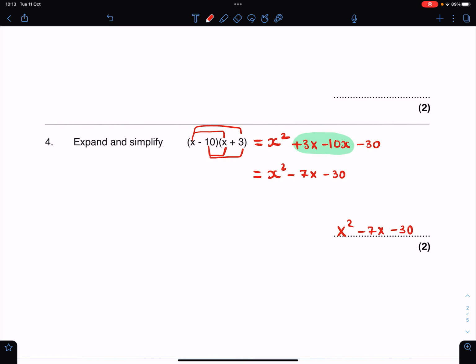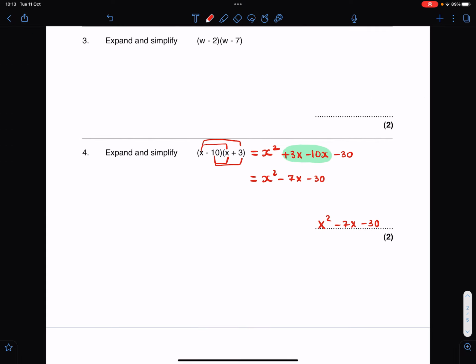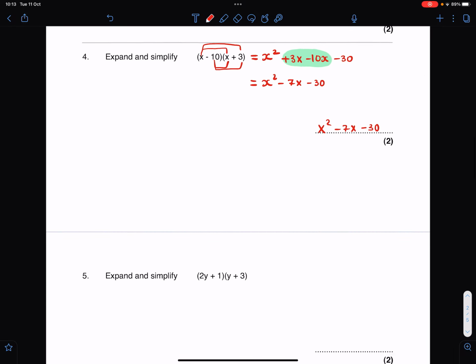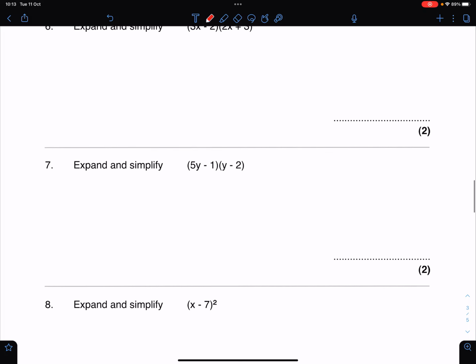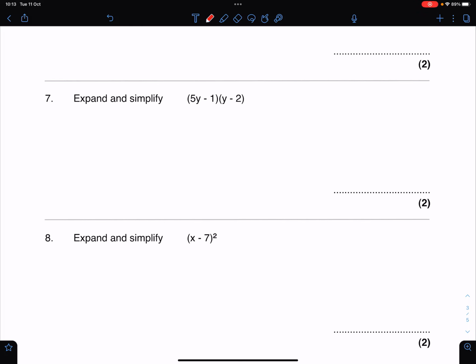Okay? So we are very good with this. We're going to move to a different one. For example, question 7, and for question 8 also. We're going to check this out.